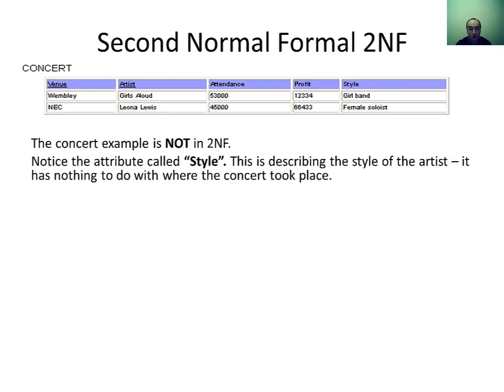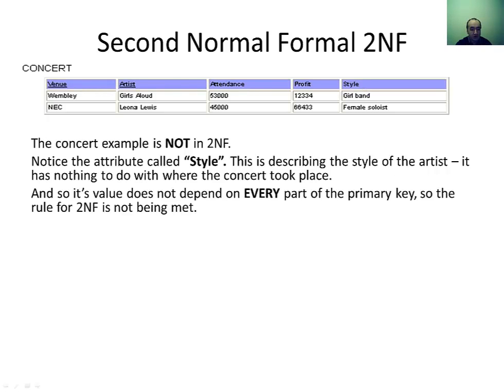Notice this attribute called style. This is describing the style of the artist. It has nothing to do with where the concert takes place. And so its value does not depend on every part of the primary key. So the rule for second normal form is not being met.